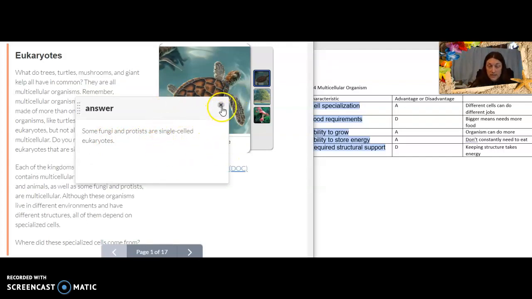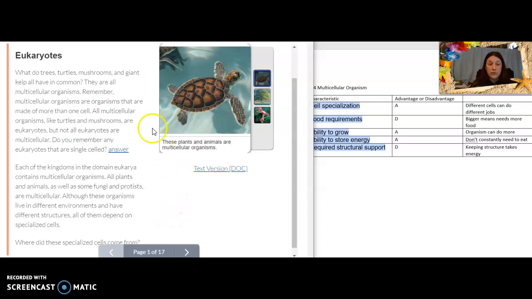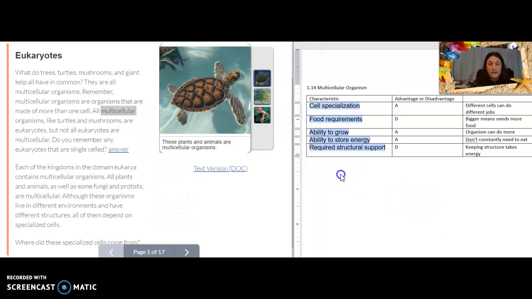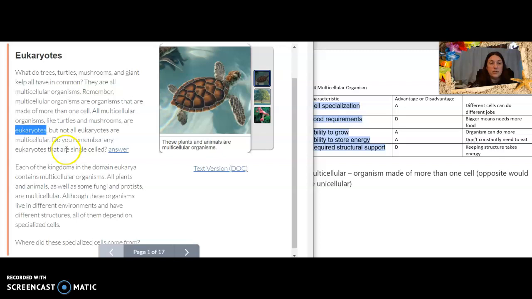All right, so we finished our sentence. We want to write down our main ideas and our vocabulary words. So we definitely have multicellular as a vocabulary word. So, organism made of more than one cell. And what's the opposite of that? It would be unicellular, because uni means one, like a unicycle is the bike with one wheel. Multicellular, multi means many.